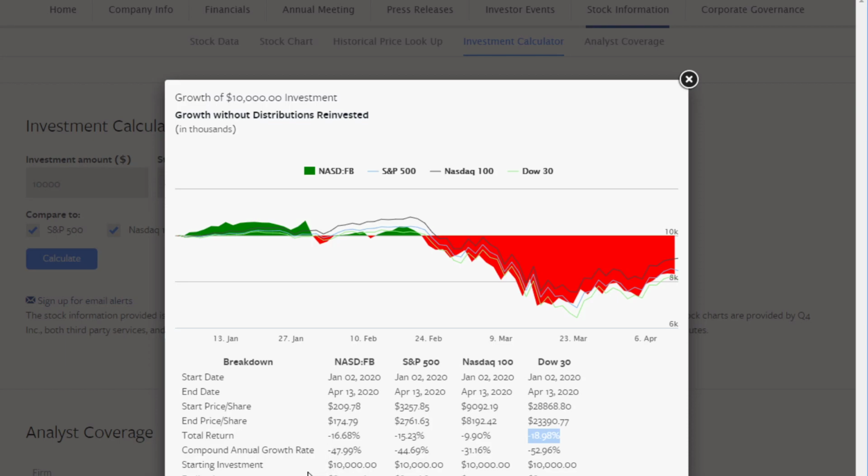So if you had invested $10,000 in the beginning of this year, you would have had $8,300.32 and some change in Facebook, $8,400 in S&P 500, $9,000 in NASDAQ, and $8,100 in Dow. So Dow is the worst performing index, and the best is NASDAQ 100, just because it has a bunch of IT related companies in it.